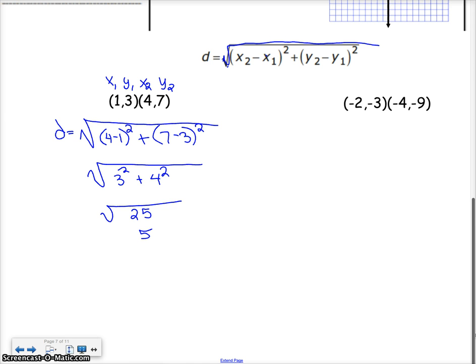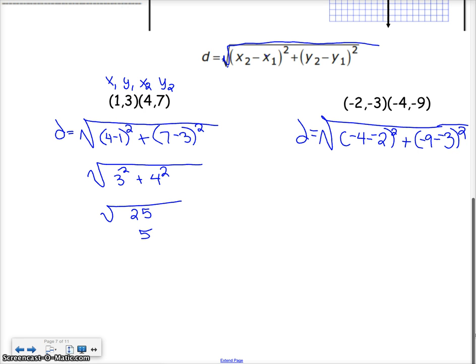Okay, the next one. Then you gotta be careful with integers. So d equals the square root of second x, take away the first x. So negative 4, take away negative 2, square it. Plus second y, take away the first y. Second y is negative 9. Negative 9, take away a negative 3, square it.